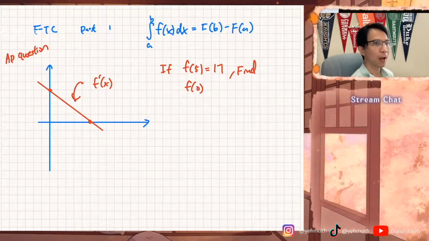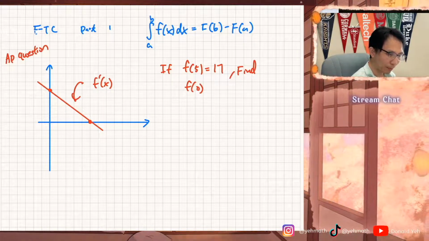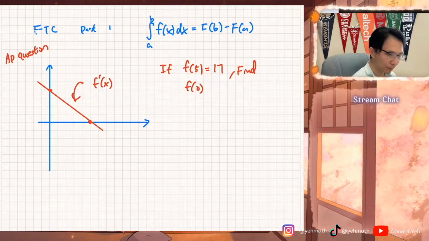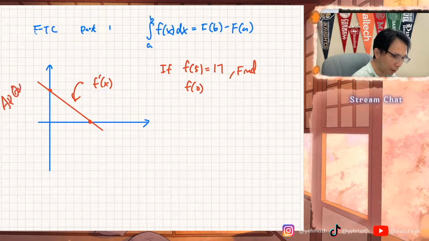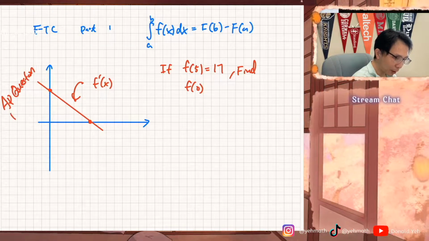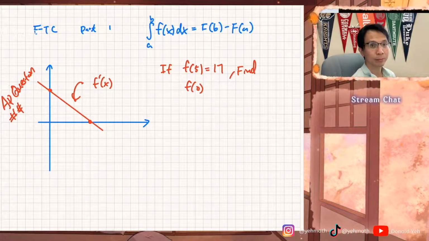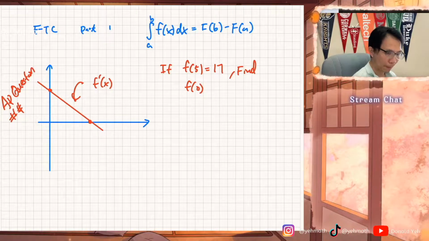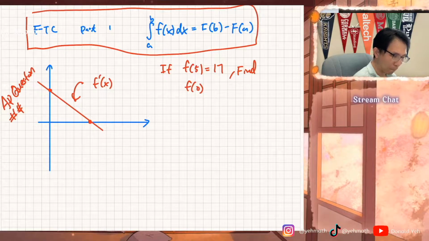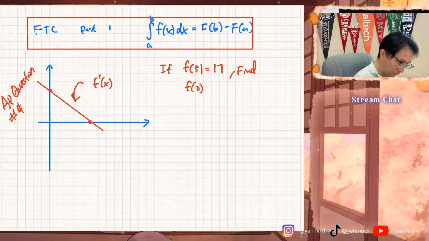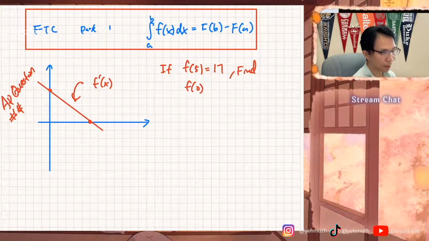If I give you f of 5 is equal to 17. So this is a question. So this is part 1. So make sure you know this AP question. This is one of the very important questions. I will put a star mark on it or hashtag. Yeah, this is f prime of x.